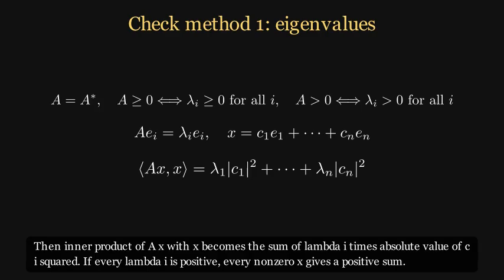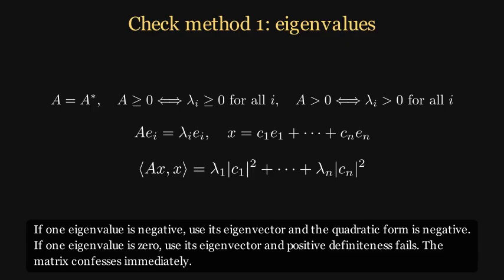Then the inner product of AX with X becomes the sum of lambda i times the absolute value of ci squared. If every lambda i is positive, every non-zero X gives a positive sum. If one eigenvalue is negative, use its eigenvector and the quadratic form is negative. If one eigenvalue is 0, use its eigenvector and positive definiteness fails. The matrix confesses immediately.